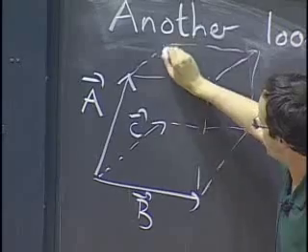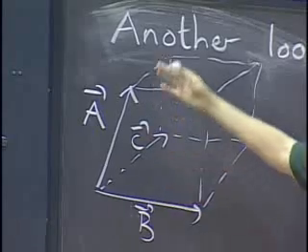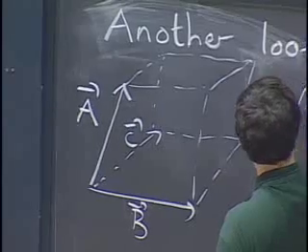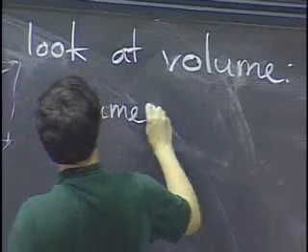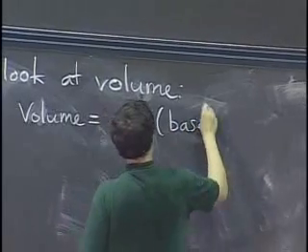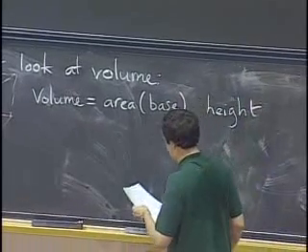So probably you know that the volume of a parallelepiped is the area of a base times the height. Okay? So the volume is the area of a base times the height. How do we do that in practice?